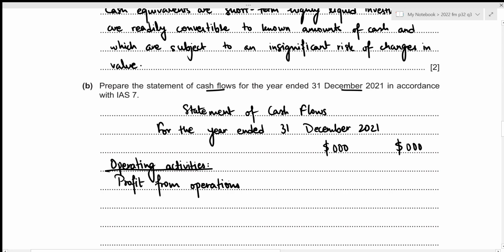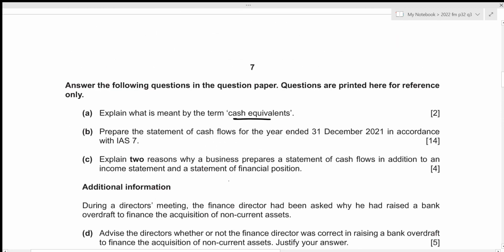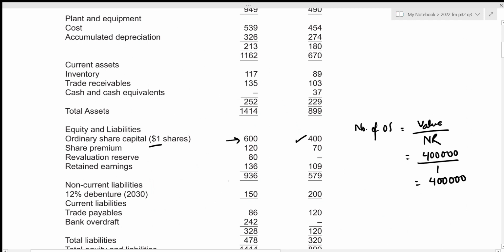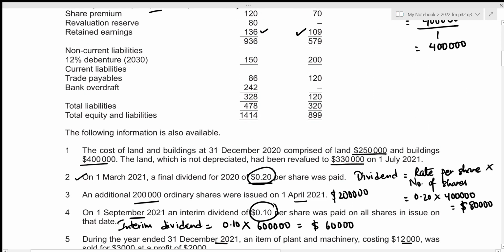So let's have a look above at our statement of financial position. Remember that profits are always added to the retained earnings, right? We can see previously the retained earnings amount was 109,000, whereas the retained earnings now is 136,000. And remember that we also paid out dividends, which are also adjusted in the retained earnings.